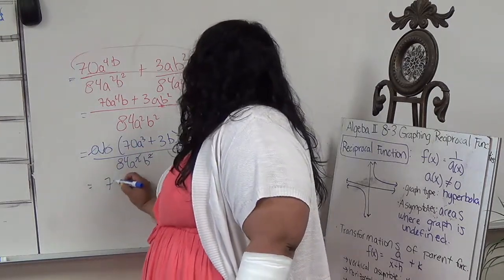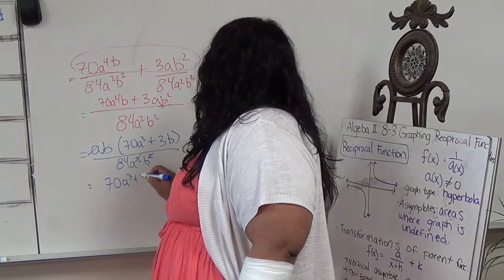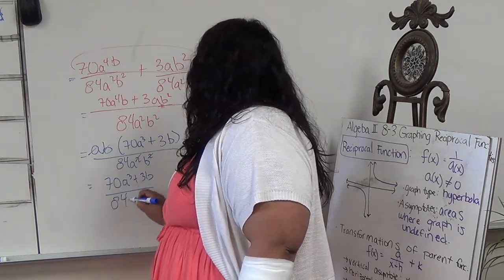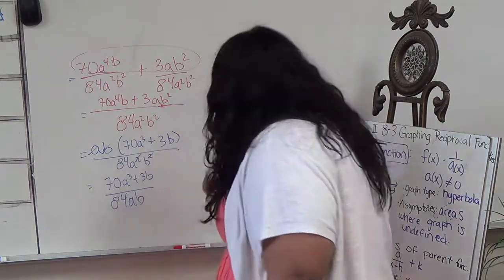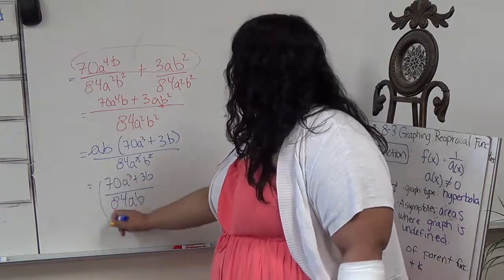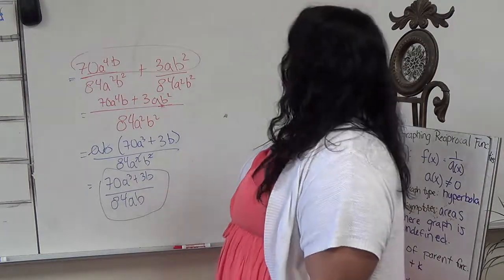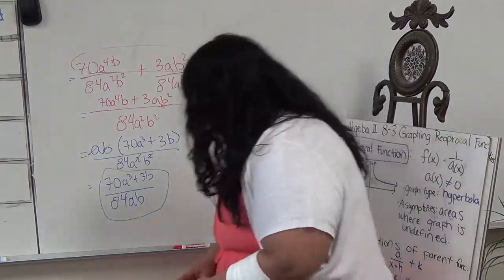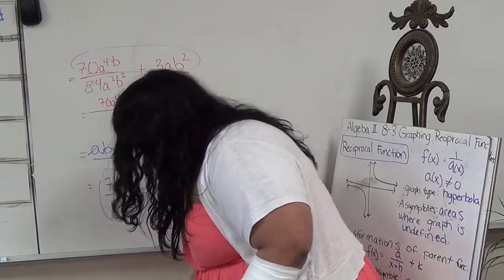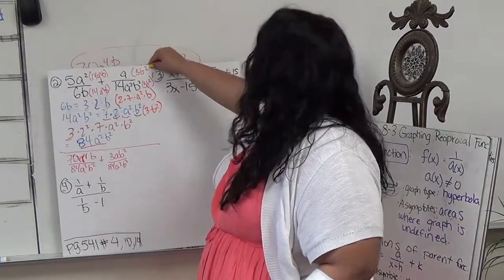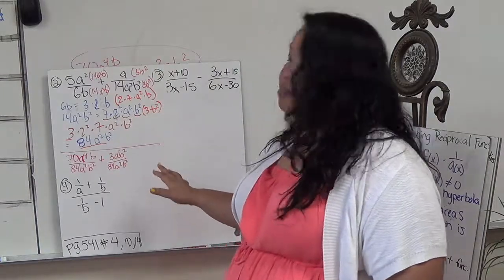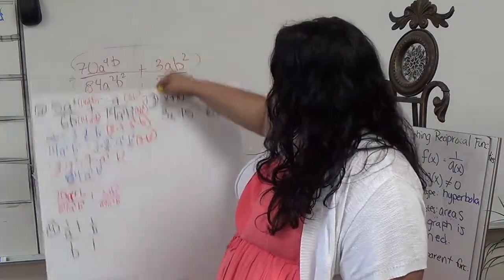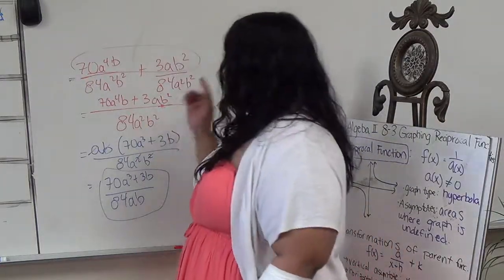So my final answer is 70a cubed plus 3b over 84ab. And this is my answer. Ooh, that was a long one. So go ahead. I'm going to put this up here so you can pause and write this down. And then you can pause and write this down.